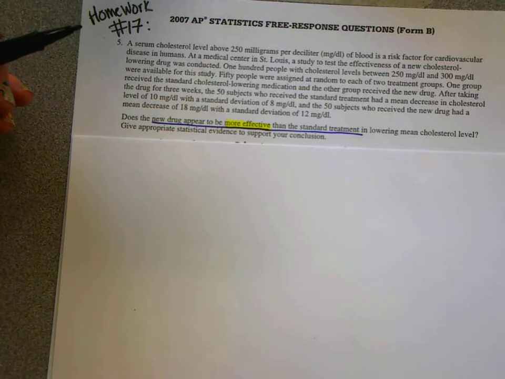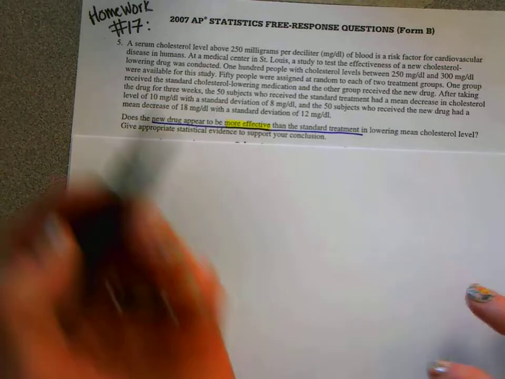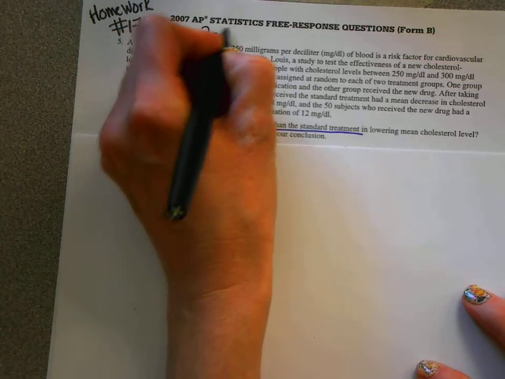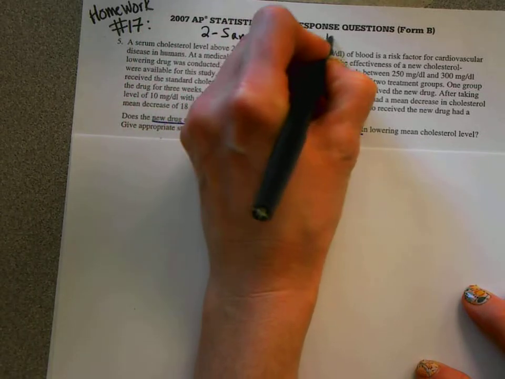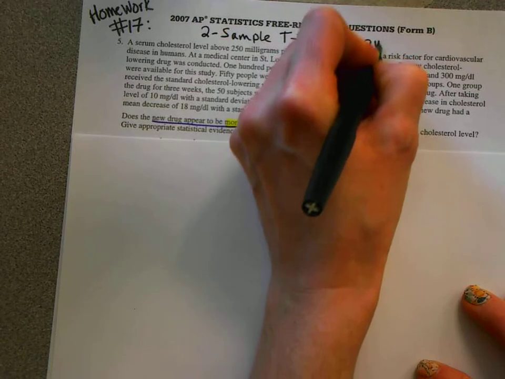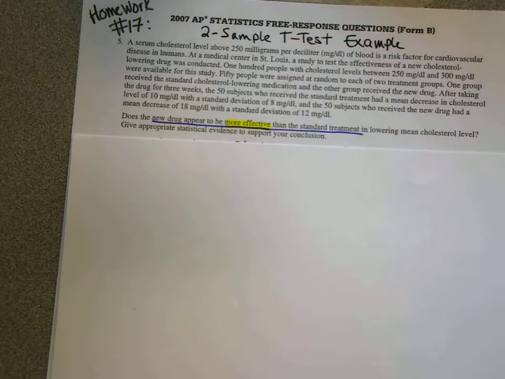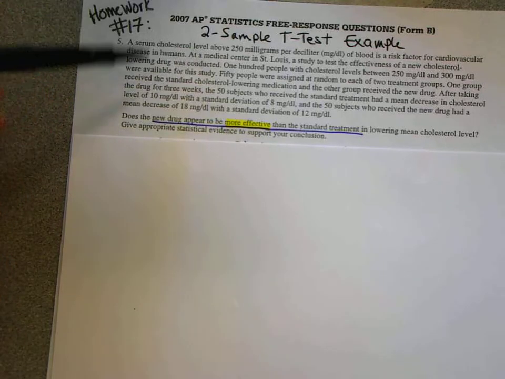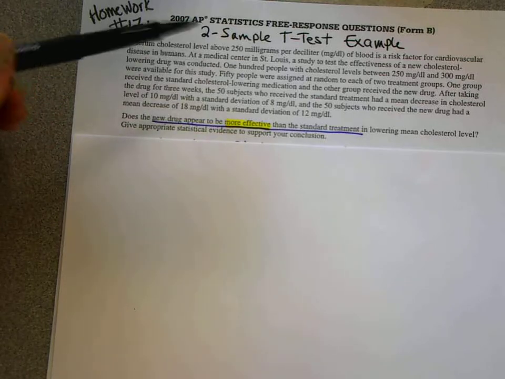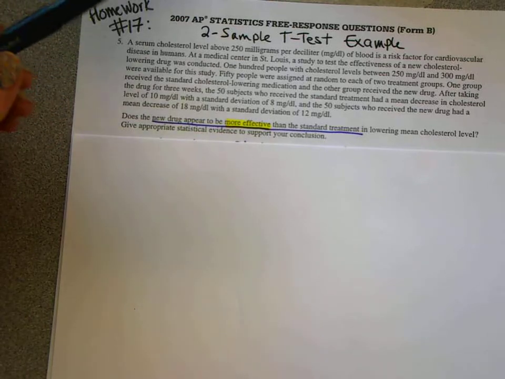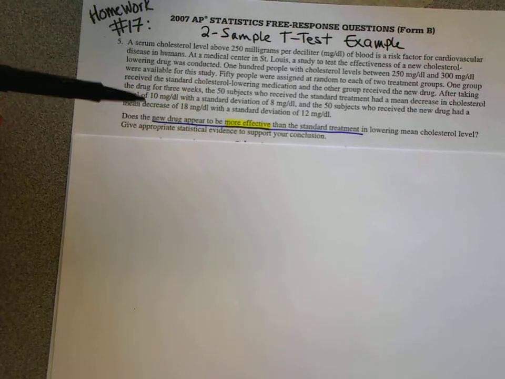So if you want to write at the top that this is a two-sample t-test example, just to have a good place to look at in your notes. It should look like the right side of your template. As you're reading through it, you should have seen that we were comparing cholesterol levels for two different types of drugs. There's the standard drug that they've always used, and they have this new drug they're trying to see is it better at reducing cholesterol levels.